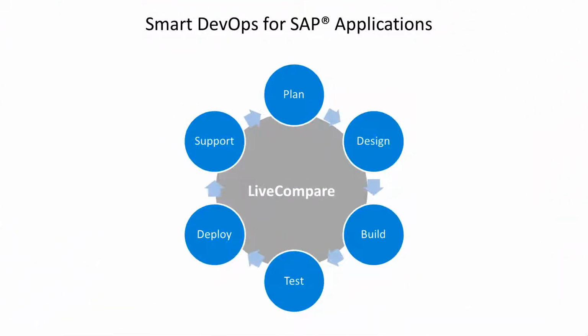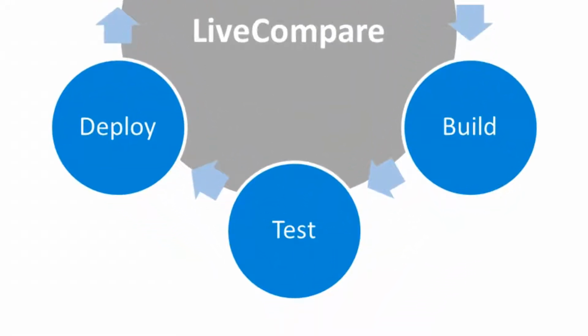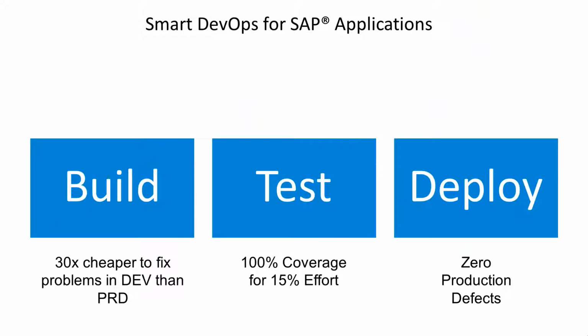Propelling the cycle of smart DevOps, IntelliCorp continues to deliver smart analytics and automation. The build, test, and deploy phases headline LiveCompare 3.8 with many phase-specific app deliverables. The benefits of running LiveCompare for DevOps include the following.